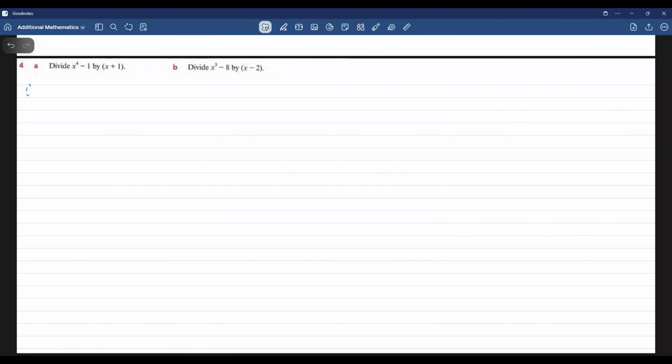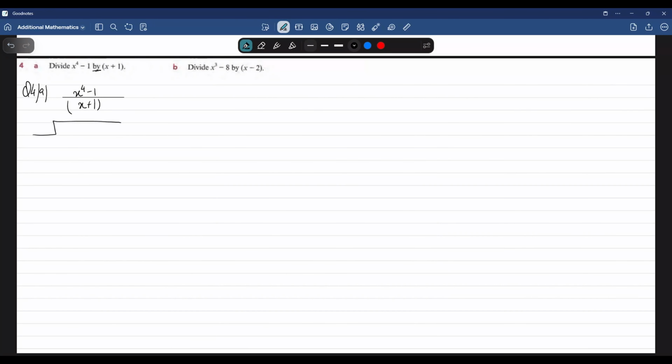Now for question number 4, there's nothing different, just they've now given this in word form. Divide x raised to the power 4 minus 1 by x plus 1. And basically when they say by, the value next to the by is going to come into the denominator, for those of you who do not know this, and the value before that is going to come in the numerator, so x to the 4 minus 1.